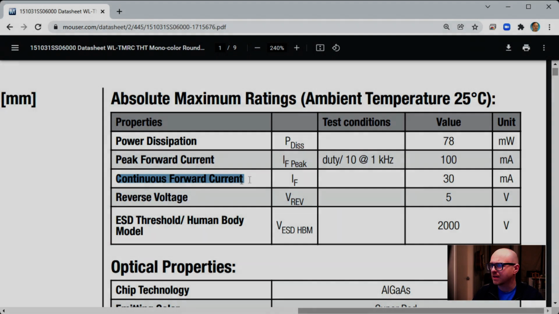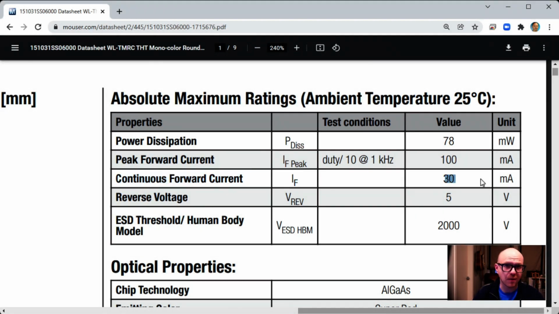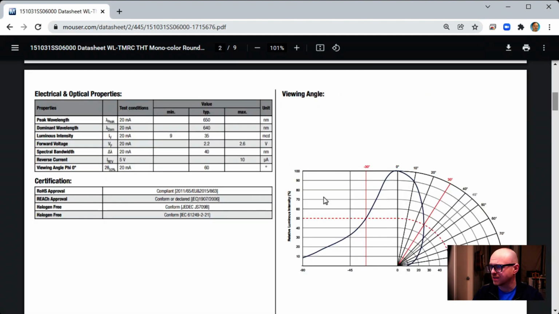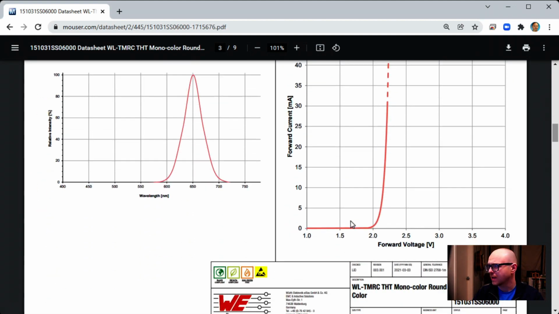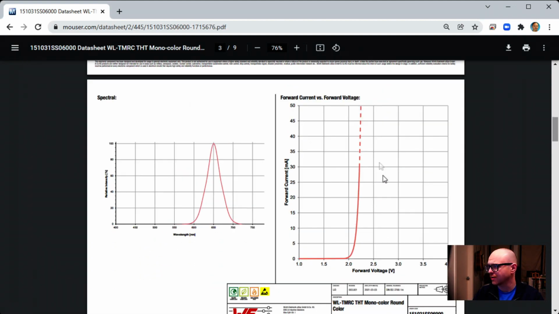So we say here the maximum forward current, so this is switched on, is 30 milliamps, and I want you to remember that number. This has to do with the actual quality of light and the angles you can see it from, not relevant for what I want to cover in this short video. This is the graph I want to show you. Forward current versus forward voltage, okay?